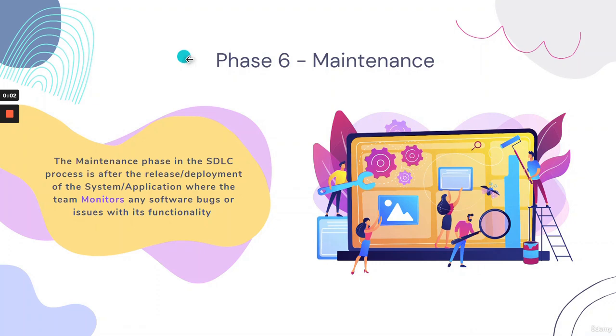And last but not least, we move on to the final phase of the software development lifecycle known as maintenance. The maintenance phase in the software development lifecycle is after the release or deployment of the system or application, where the team monitors any software bugs or issues with the core functionality once it's live and working in the real world. Users can report bugs or errors or any unusual or unexpected behavior for the application during the maintenance phase.